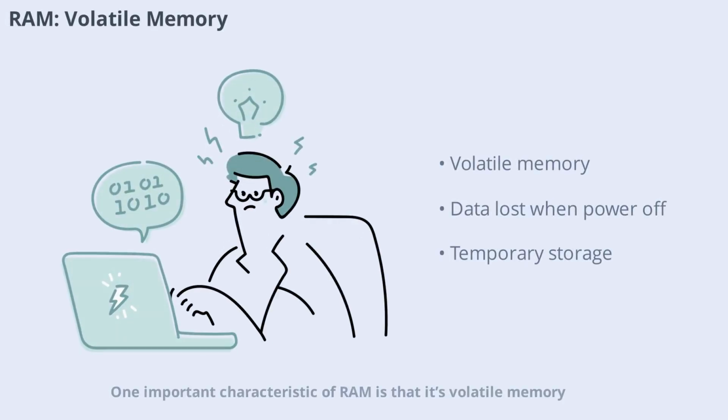An important characteristic of RAM is that it's volatile memory. This means that all the data stored in RAM disappears when the computer is turned off. It's like writing on a whiteboard. Once you erase it, the information is gone. This is why RAM is perfect for tasks that only need to be remembered while the computer is on, like running programs or editing documents. The moment you shut down, RAM clears out, making room for new tasks the next time you start your computer.